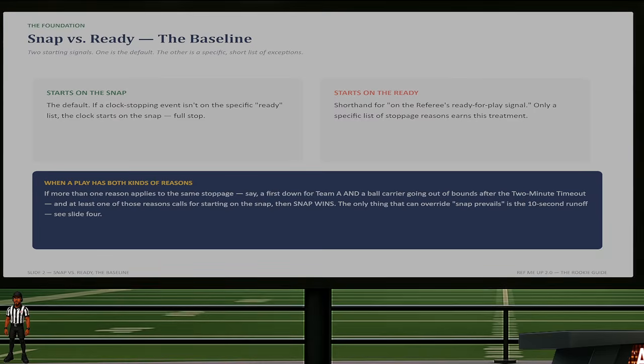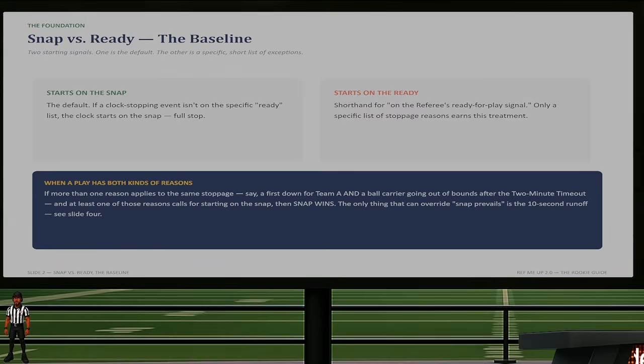Let's start with the foundation. There are 2 starting signals. One is the default. The other is a specific short list of exceptions. Starts on a snap, this is the default. If a clock stopping event isn't on a specific ready list, the clock starts on a snap, full stop. Starts on the ready. This is shorthand for on the referee's ready for play signal. Only a specific list of stoppage reasons earns this treatment.